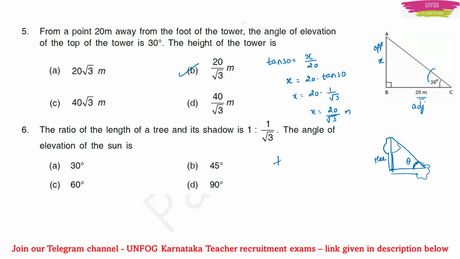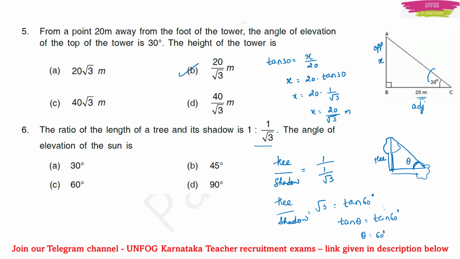Now, tree upon shadow will be equal to 1 upon 1 by root 3. That is what is given in the question. So tree upon shadow will be equal to root 3, but root 3 can be written as tan 60. So if tan theta is equal to tan 60, then theta is equal to 60 degree. Why? Because this is root 3, right? So your answer should be option C.